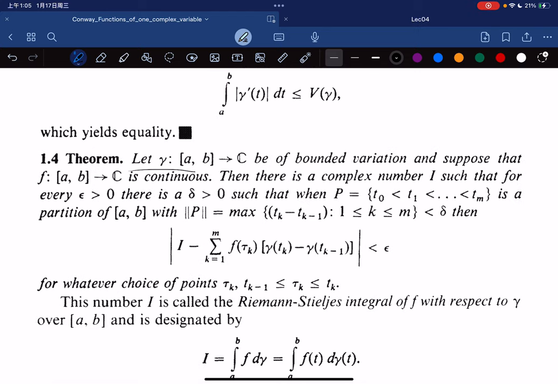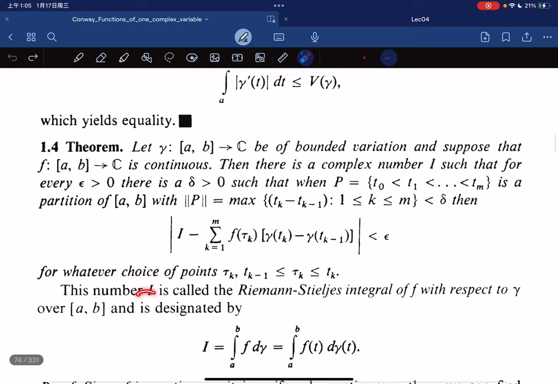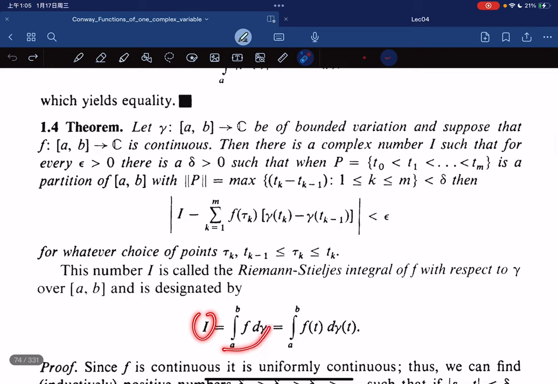So the next theorem, the big theorem, is that if your function is of bounded variation, suppose that this f is continuous, then there exists a complex number I such that for any epsilon, there's a delta such that when the mesh is less than delta, then we have this inequality for any tau k chosen under the ball, right? For any tau k. And this I is called the Riemann-Stieltjes integral of f with respect to gamma over ab. Okay? So they're complex valued.